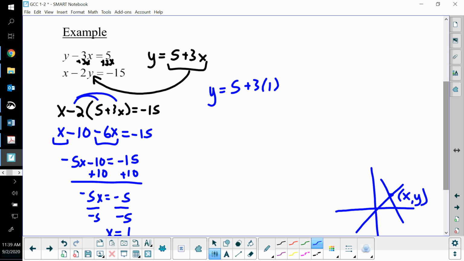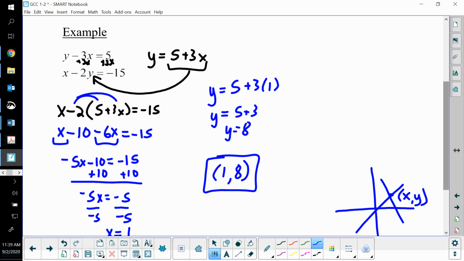And you could sub it in either of the original equations, you'll get the same answer. So we have y equals 5 plus 3, or in other words, y equals 8. Now I personally like to then write that as a point, just to reinforce the idea that really we just found the point where two lines are crossing, we just did it algebraically. So that's substitution.